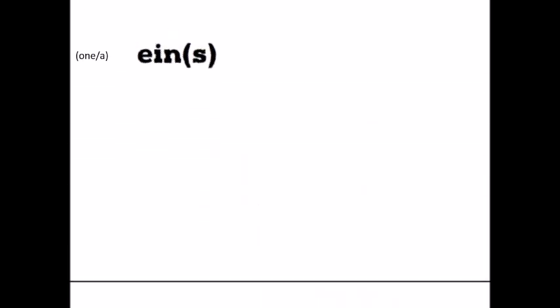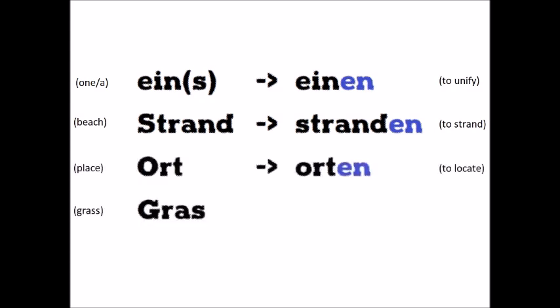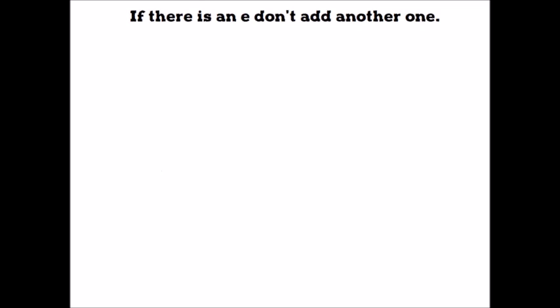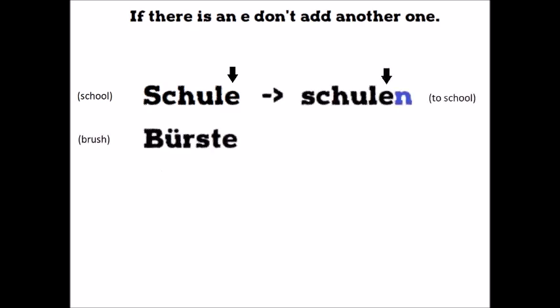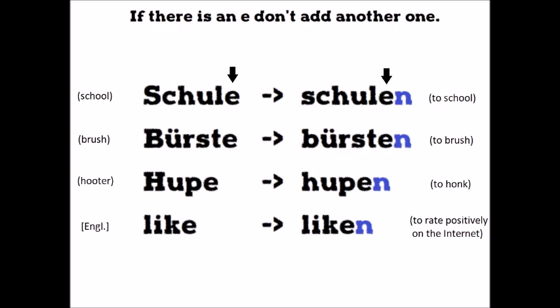But it works with German words as well, like ein, einen, Strand, stranden, Ort, orten, Gras, grasen. If there is already an e at the end, you don't add another one. You just add an n. For example, Schule, schulen, Bürste, bürsten, Hupe, hupen, like, liken.